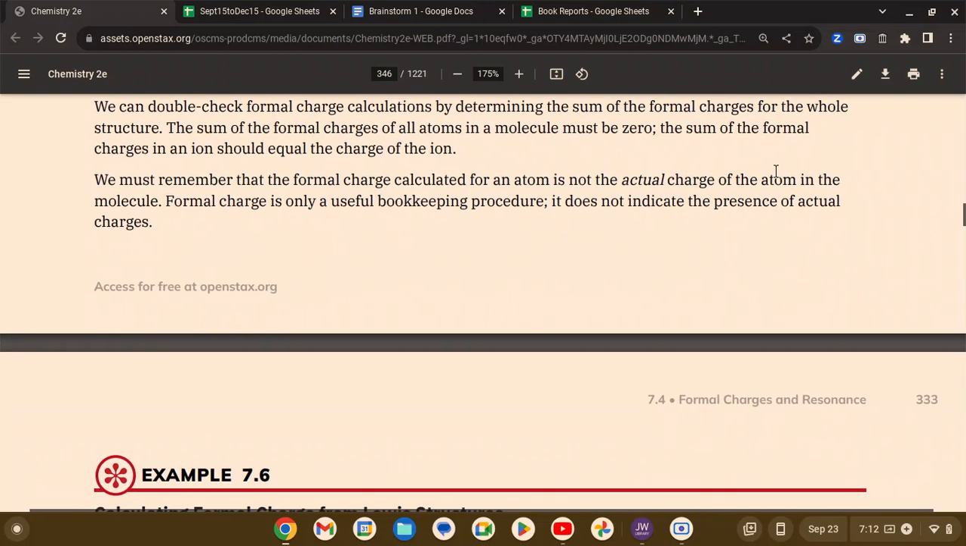We can double-check formal charge calculations by determining the sum of the formal charges for the whole structure. The sum of the formal charges of all the atoms in a molecule must be 0. The sum of formal charges in an ion should equal the charge of the ion. We must remember that the formal charge calculated for an atom is not the actual charge of the atom in the molecule. Formal charge is only a useful bookkeeping procedure. It does not indicate the presence of actual charges.